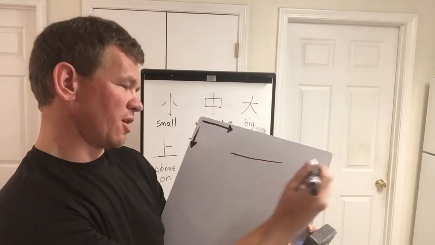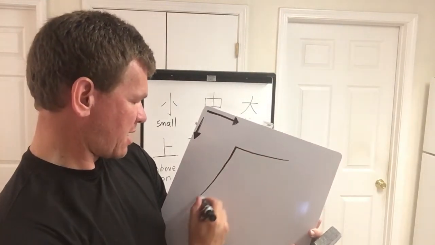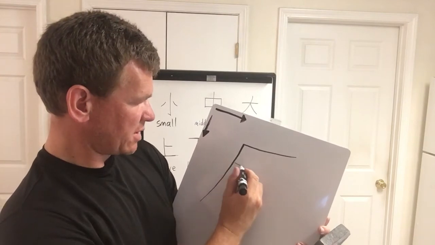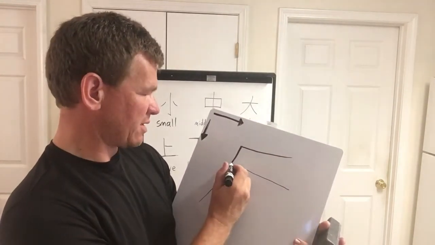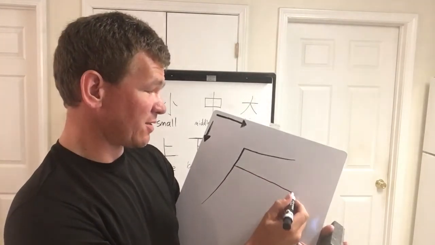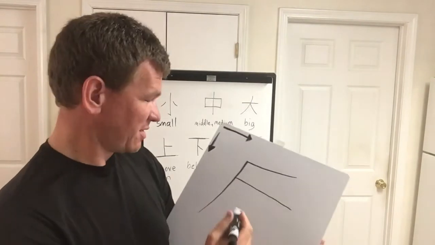Not a hook, a curve. It curves up a little bit, okay? And then this one curves down. But this one is a straight line. It's actually the longest. That's one that I see so far that doesn't have the longest line on the top or the bottom.